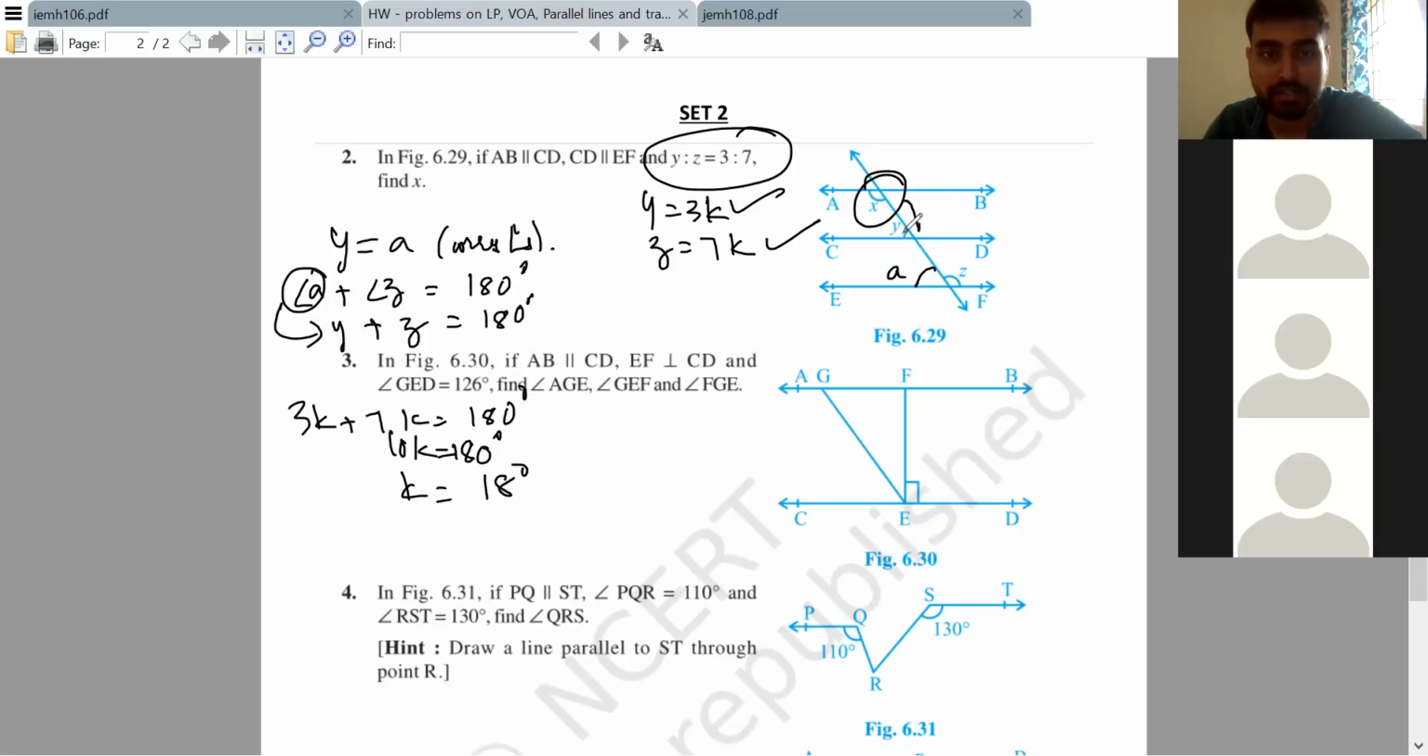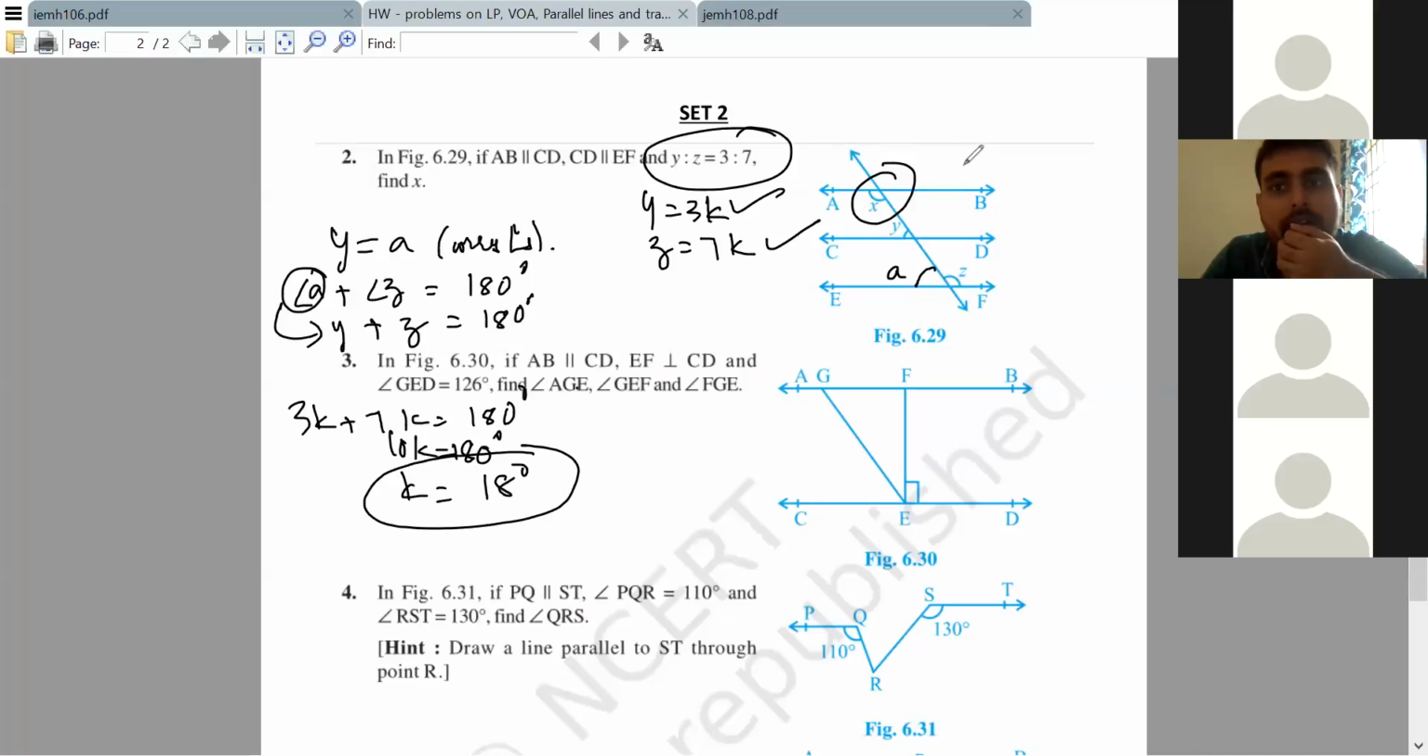Sumaya, did you get how we got Y and Z? Yes, sir, I got it. Once you find K, you can find Y and Z, okay? Yes, sir. All right. How do we find X? So just like we found, which property can help us find X?